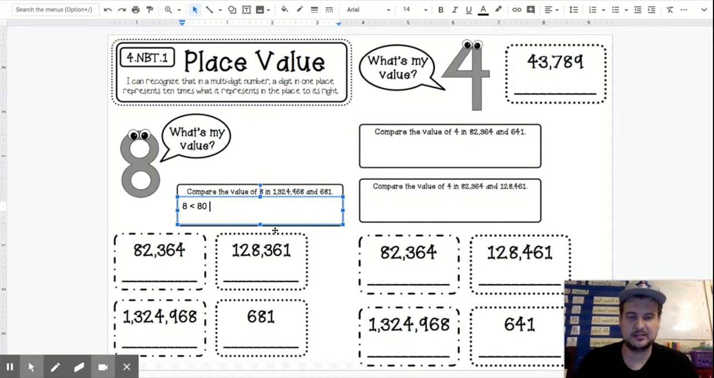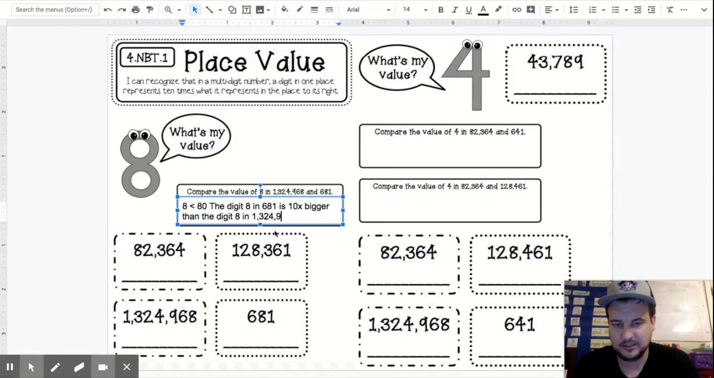So then we got to talk about why. The digit 8 in 681 is 10 times bigger than the digit 8 in 1,324,968.